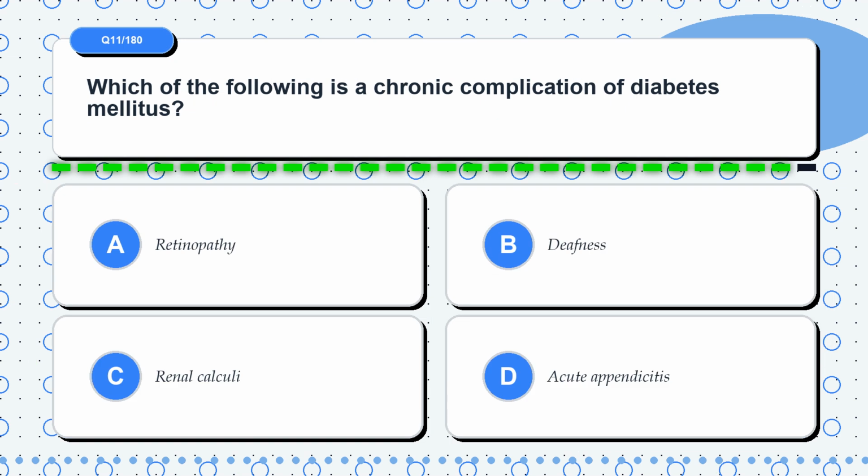Question 11. Which of the following is a chronic complication of diabetes mellitus? Here are the options. Option A, retinopathy. Option B, deafness. Option C, renal calculi. Option D, acute appendicitis.